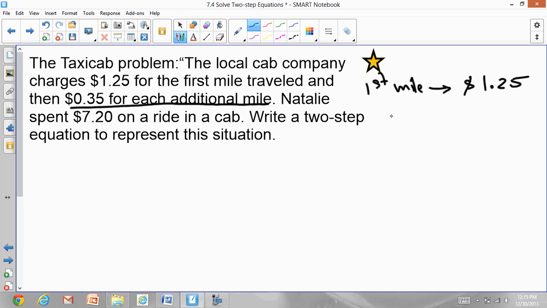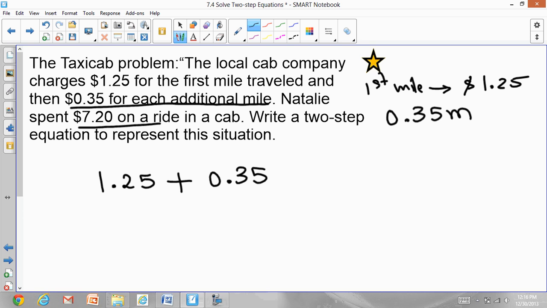So each additional mile is going to give you 0.35 times M. M stands for the miles. Since you do not know how many miles you're going to travel, you're just going to take it as M. So now, Natalie spent $7.20 on a ride. So $7.20 is the total. So you're going to pay $1.25 for the first mile. And then you are also going to pay 35 cents for each additional mile. Remember the word each?